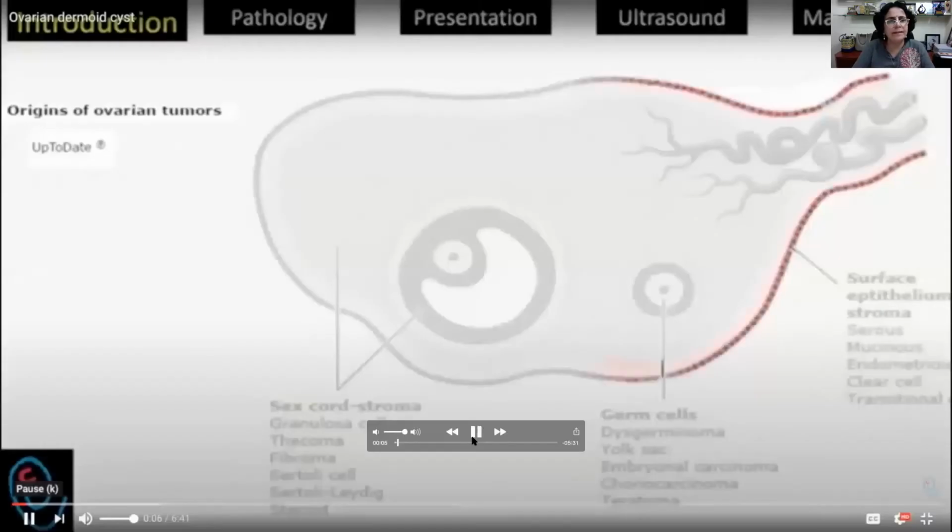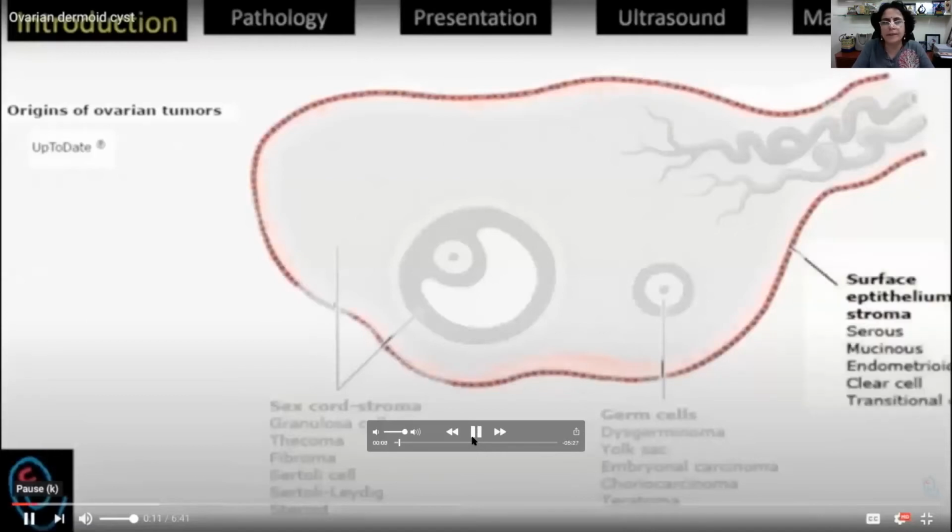Ovarian dermoid tumor is the topic today, for the undergraduates, graduates, and practicing OBGYN. Normally, the origin of all the ovarian tumors is from three things. Number one is from the surface epithelial stroma. Number two is from the germ cell. And third is from the sex cord stroma.